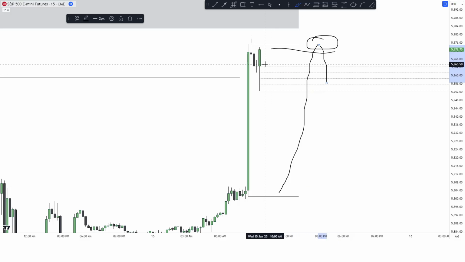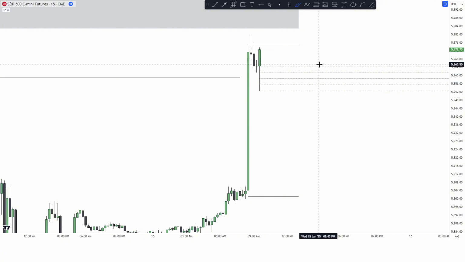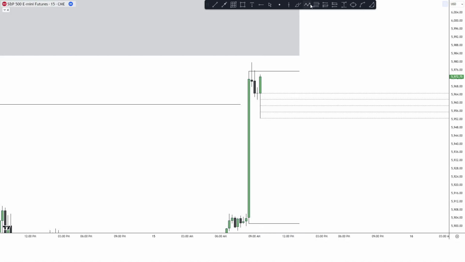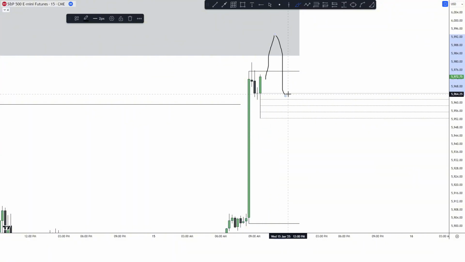This rejection block is an inefficiency. So I'm anticipating price to come back into this inefficient level. My overall context is that I'm anticipating higher prices to tap into this point of interest. But once price taps into this point of interest, I'm anticipating that correction, reaching back into inefficiencies and liquidity. Just keeping things very, very simple.